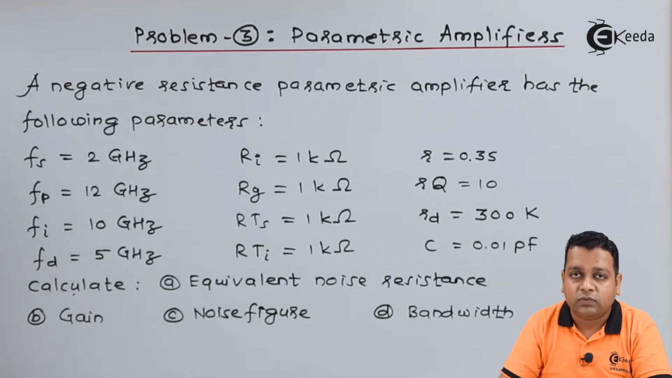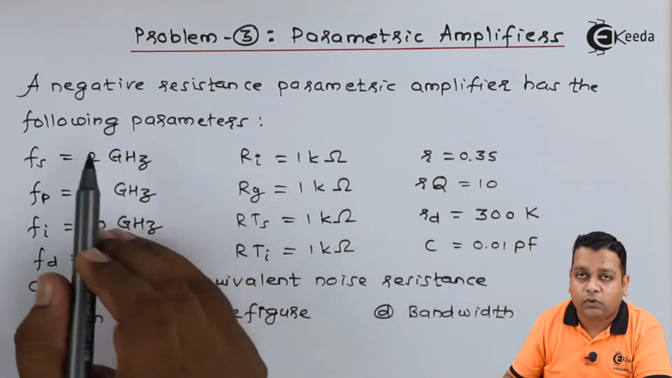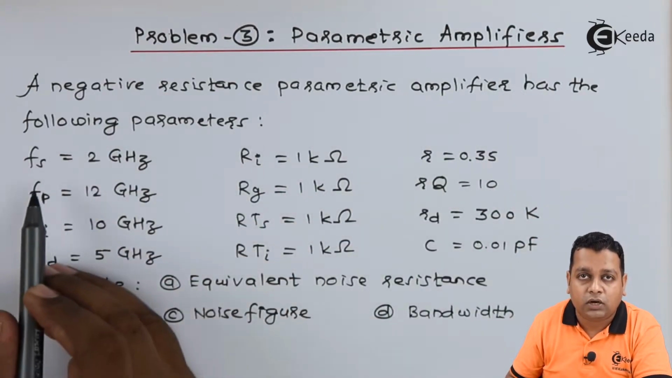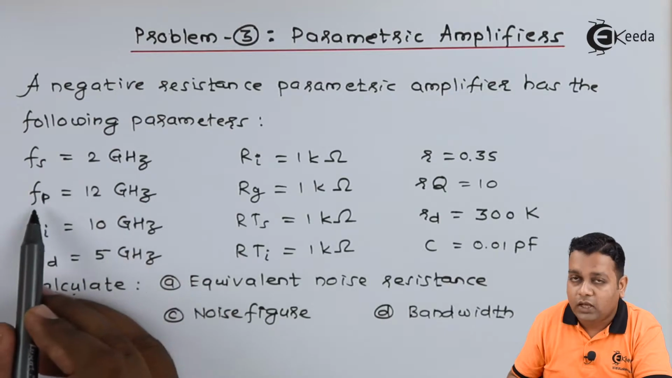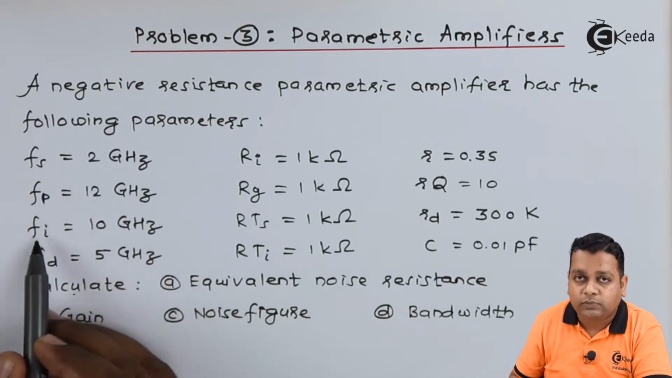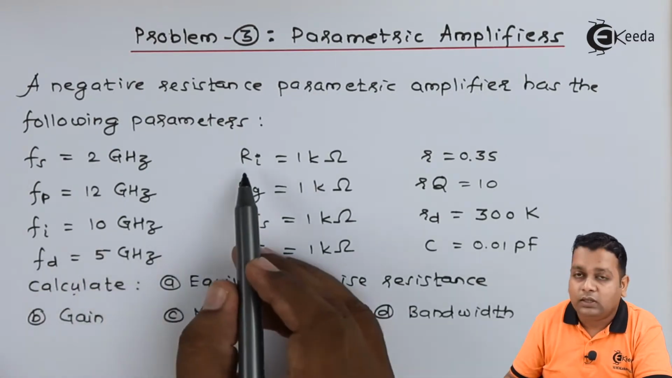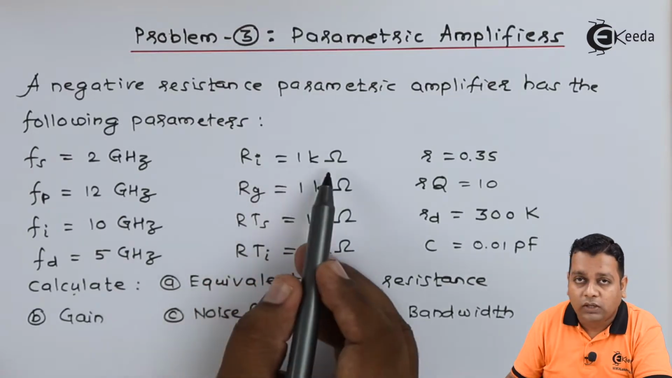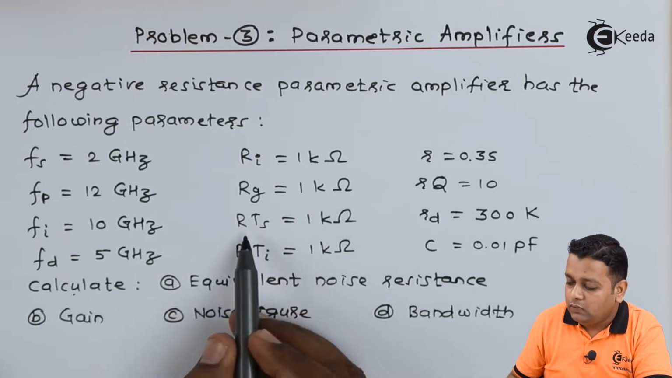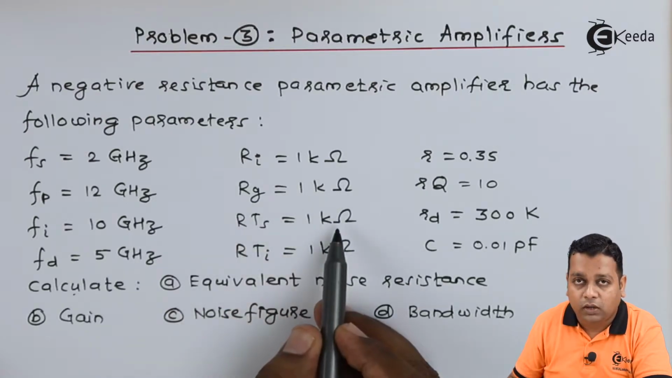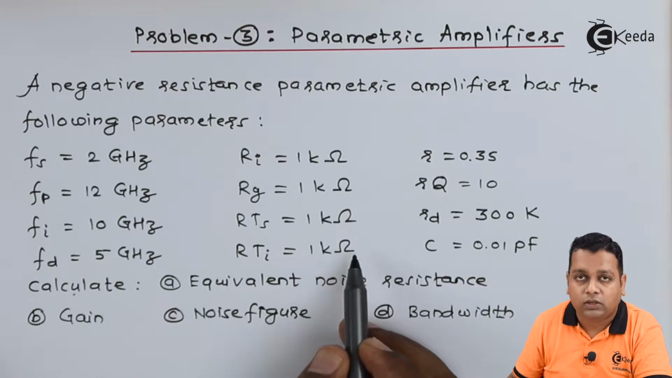A problem statement is given to us. A negative resistance parametric amplifier has the following parameters. The signal frequency fs is equal to 2 GHz, fp is equal to 12 GHz, fi is equal to 10 GHz, fd is equal to 5 GHz. The resistances are ri 1 kilo ohm, the next resistance is rg, again 1 kilo ohm, RTs 1 kilo ohm, and the last resistance RTi is equal to 1 kilo ohm.